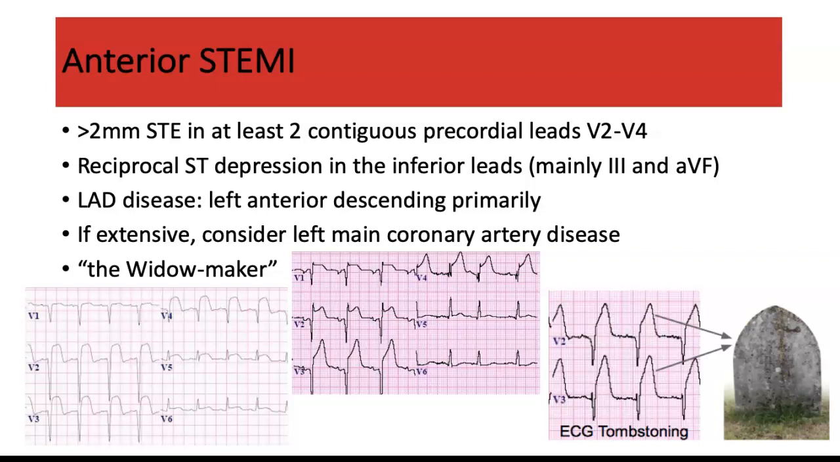There are some exceptions to the 2 millimeter ST elevation rule. In men that are less than 40, greater than 2.5 millimeters is required to call it a true anterior STEMI. And in women, only 1.5 millimeters is required. So those are just some exceptions to the greater than 2 millimeters of ST segment elevation in the 2 contiguous precordial leads.